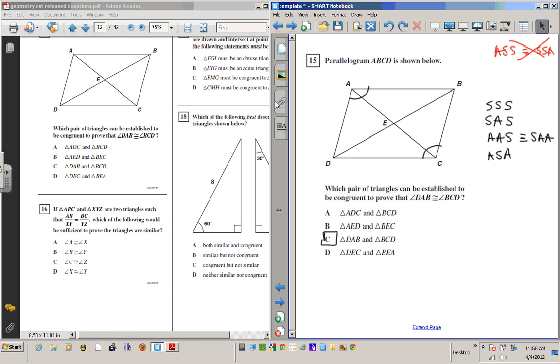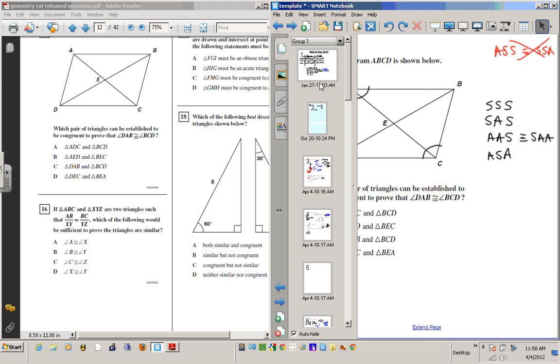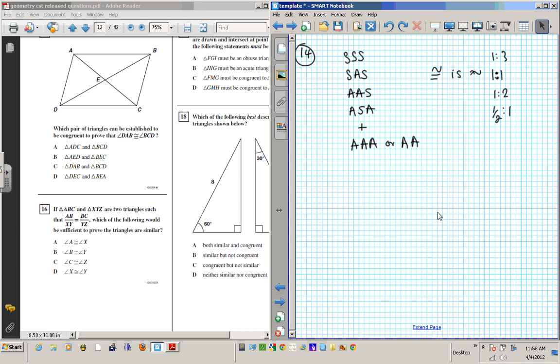Number 16, it says, given if triangle ABC and XYZ are two triangles such that AB over XY is equal to BC over YZ, which of the following will be sufficient to prove that the triangles are similar? So for this one, if we can make a sketch of the triangles, then we can basically know what rule to use for this one.